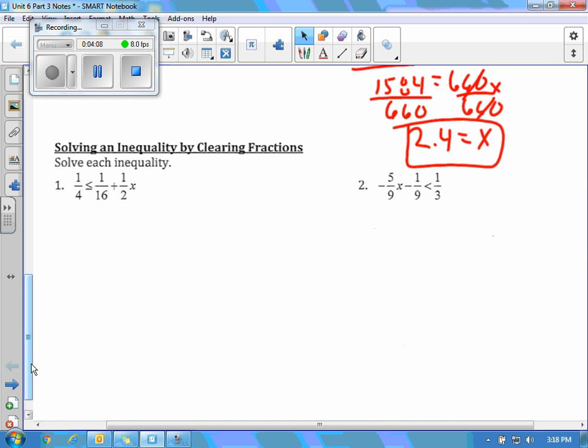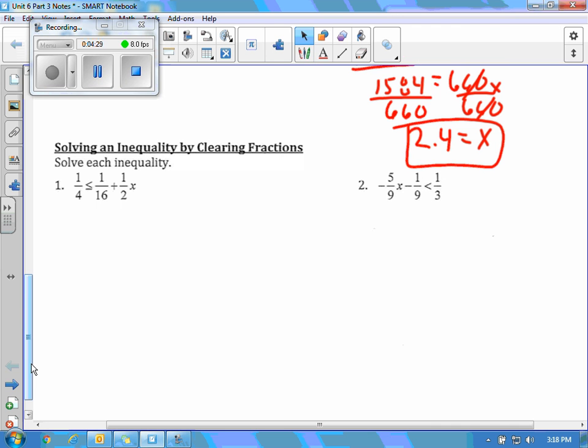Looking at the bottom of the page, it says solving an inequality by clearing fractions. So this is going to be the same thing that we did in the first part, just with inequalities instead of with equations. So number 1, I'll leave for you guys. I'm going to do number 2 just since it's got a lot of negatives. It's a little bit tricky.